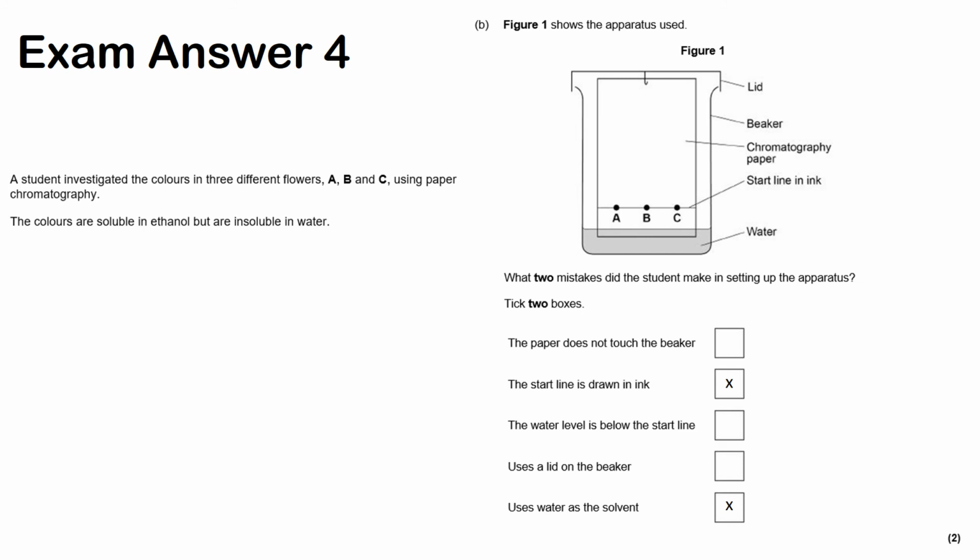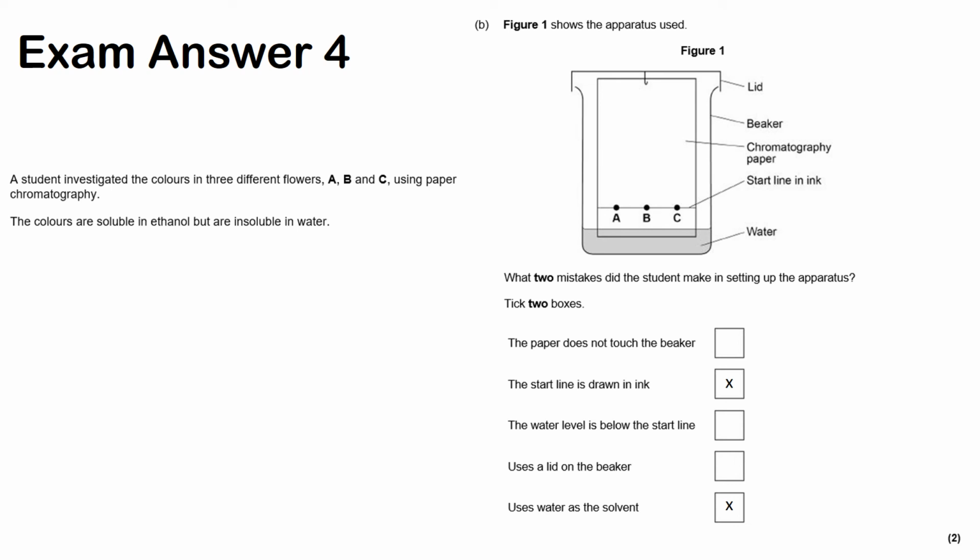We've seen this question, very similar to this, several times now. This is a really common question. So tick 2 boxes. Paper doesn't touch the beaker. Again, not a problem. Been through that before, that's absolutely fine. Start line is drawn in ink. That is an issue. We've gone over why that's an issue. Water levels below the start line. Well, that's exactly where it should be, so it's not that one. Use a lid on the beaker. Remember, we just said that all the lid does is prevent the solvent from evaporating, so that's actually a good thing. And then uses water as a solvent.